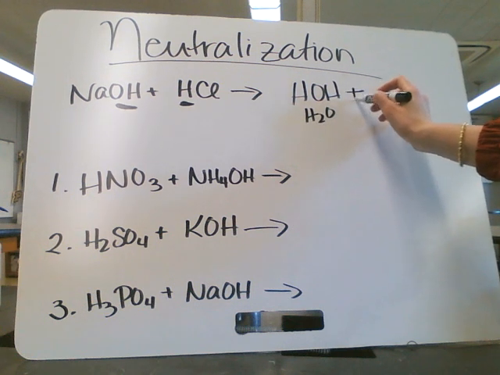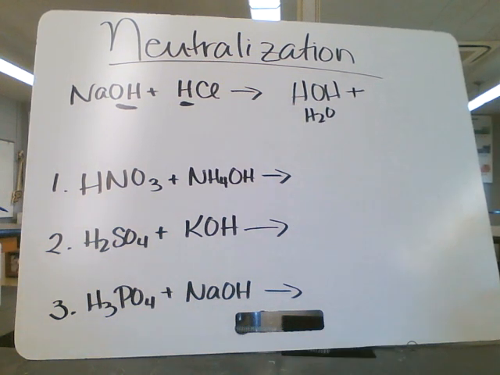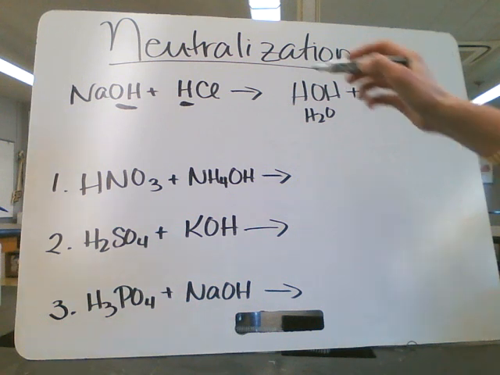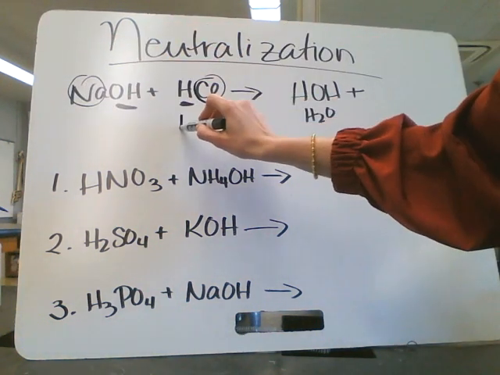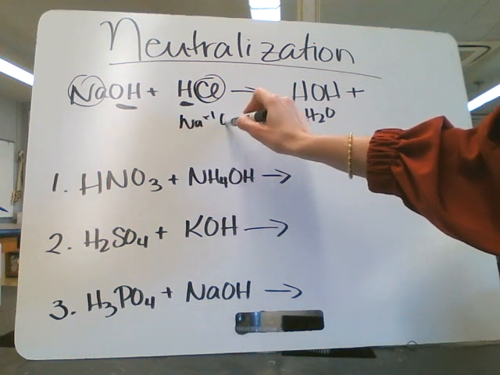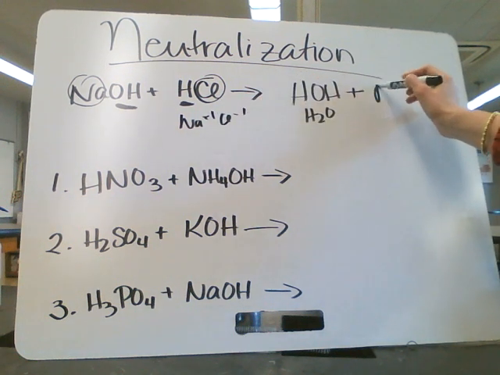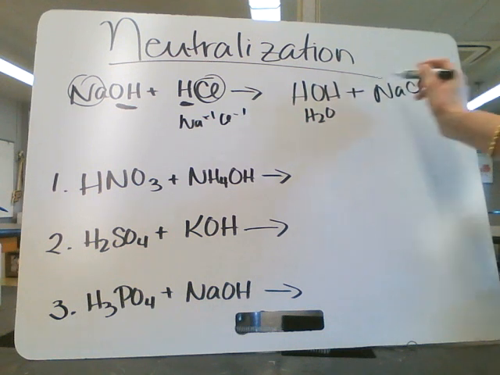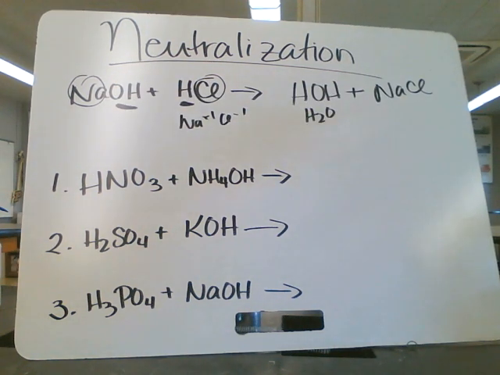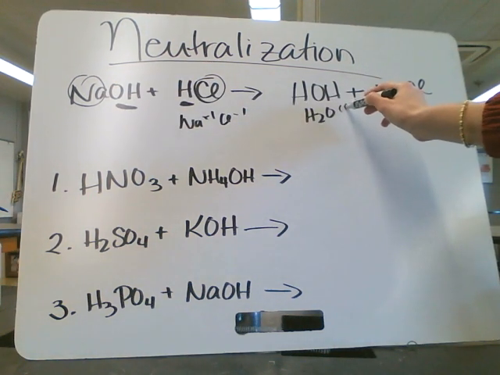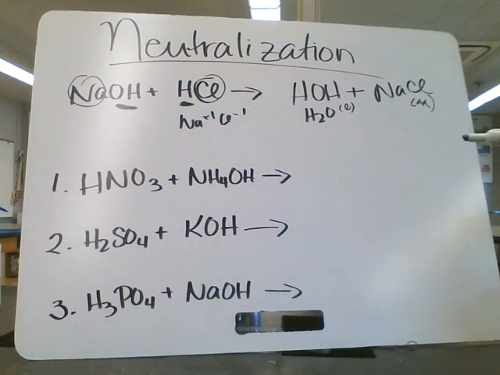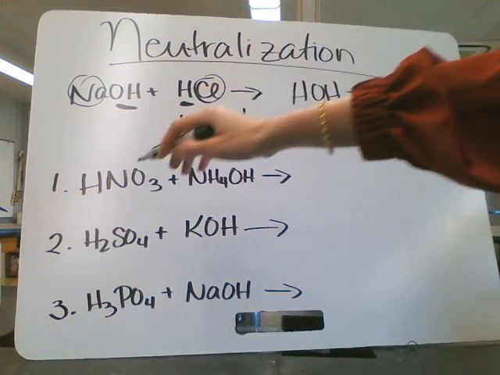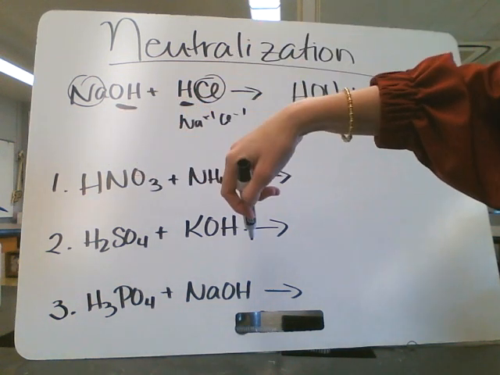Okay, so that's always one of our products with a neutralization reaction. Then what happens is whatever's left combines together and makes our other product. So in this case we have Na, which is +1, Cl, which is -1, so we get NaCl. Now this is a balanced equation already. We know that water is a liquid. We know that NaCl is going to be dissolved because it's all liquid in this case. Okay. If you go down, that was our demonstration.